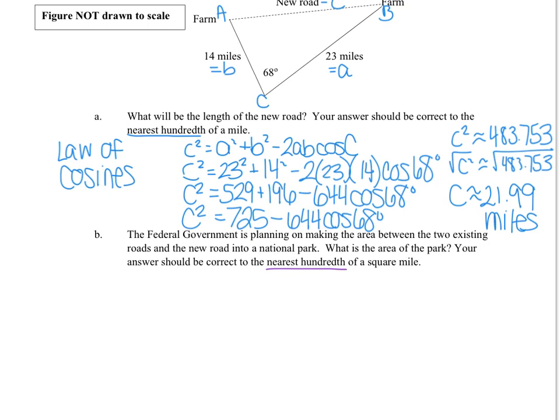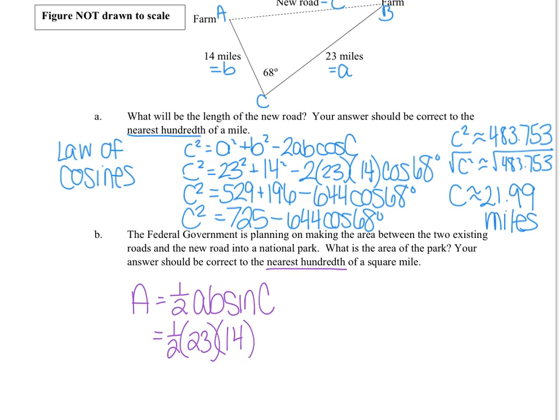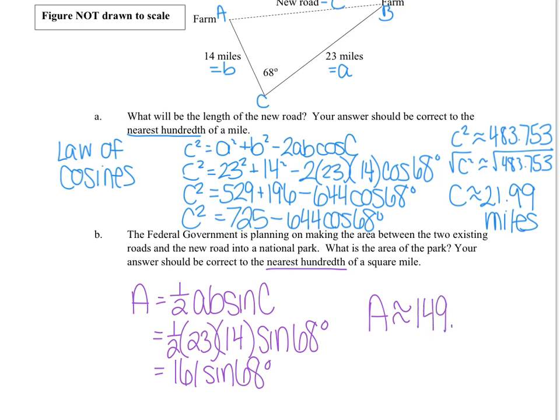Well, another formula given to us is area, which is 1/2 ab sine of C. In this case, it's going to be 1/2 times a, which is 23 miles, times b, which is 14 miles, times sine of angle C, which is 68 degrees. This is going to be 1/2 times 23 times 14, which is 161, times the sine of 68 degrees. And therefore, my area is approximately 149.28 square miles.